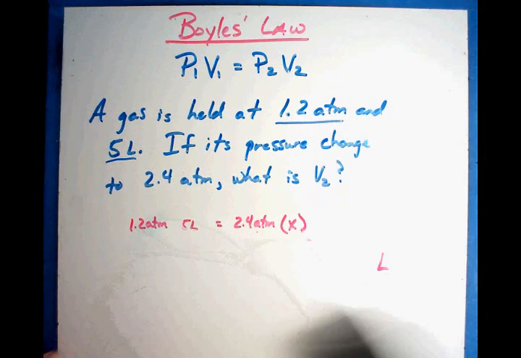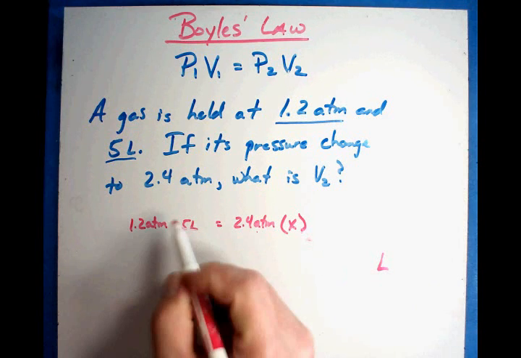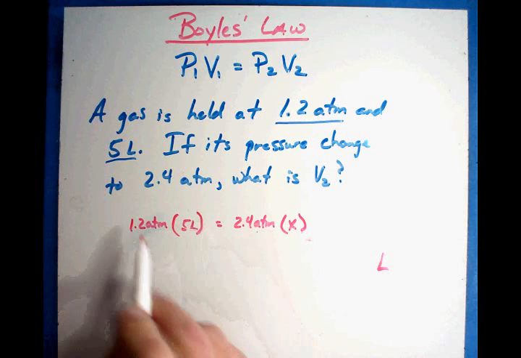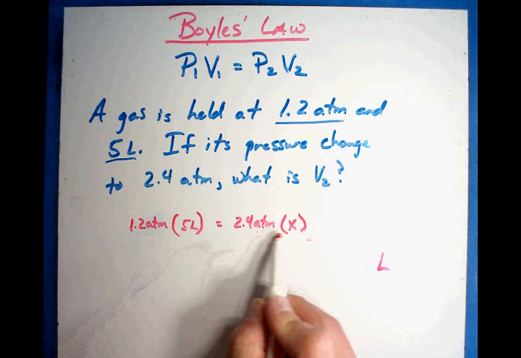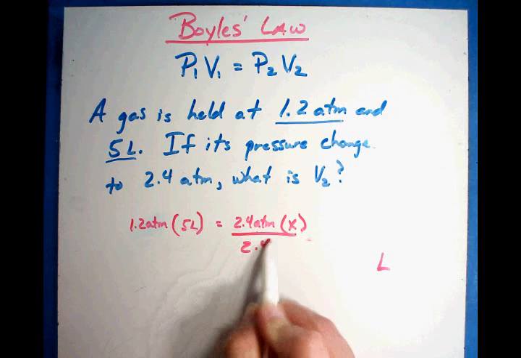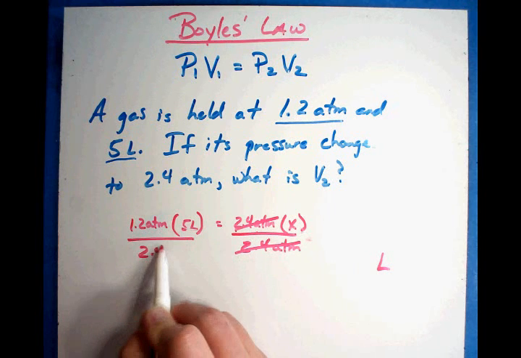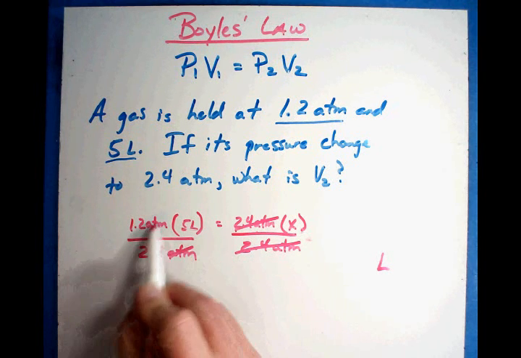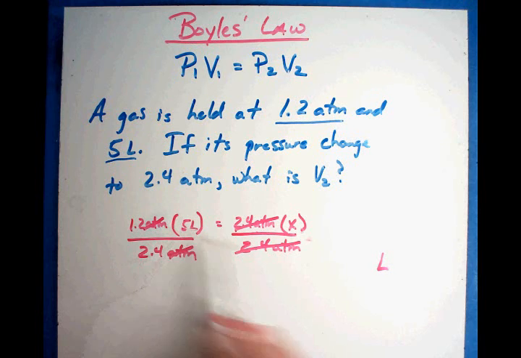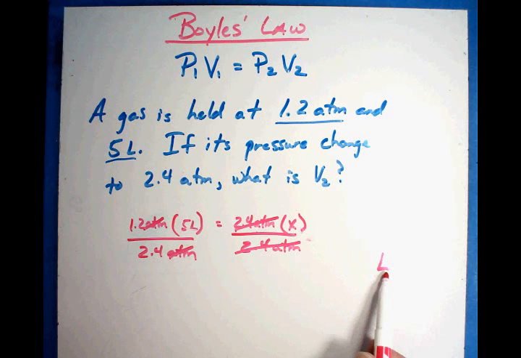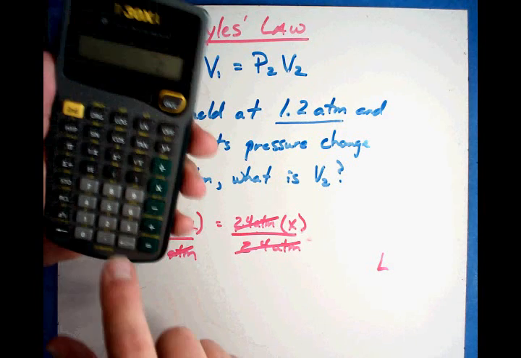Let's just pretend this is an algebra problem. They're side by side, so you're going to multiply. So to solve for x, you divide by 2.4 atmospheres. You'll notice the word atmospheres disappear. Liters is the only thing left. That's how I know it's in liters. It's simple mathematics.